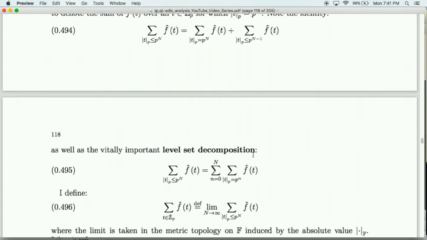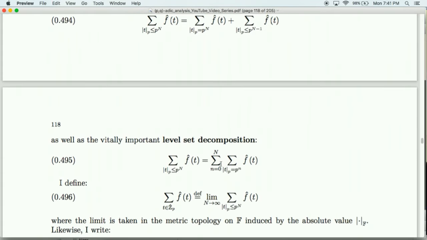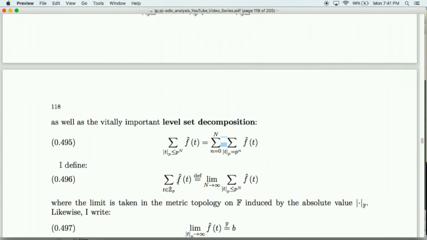We also have the vitally important level set decomposition. This is technically wrong. This should be f hat of 0 plus the sum from n equals 1 to big N over the sets of constant absolute value. I then define this sum.